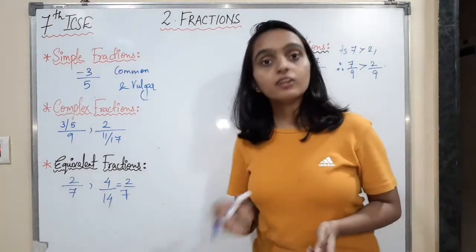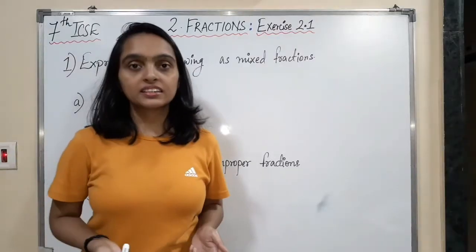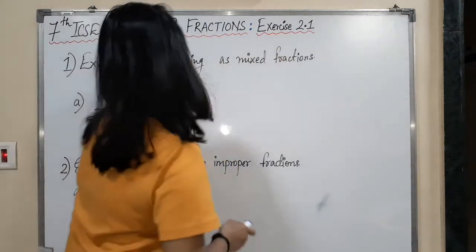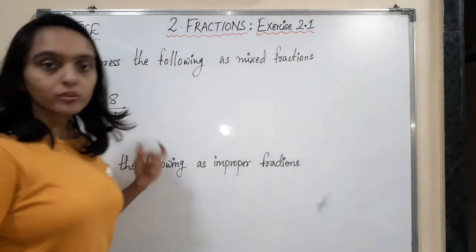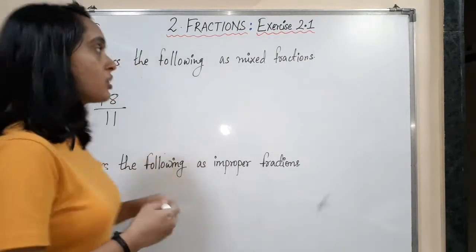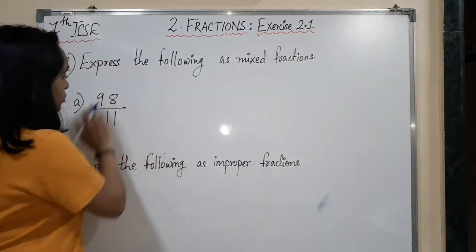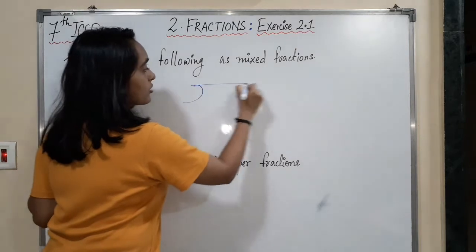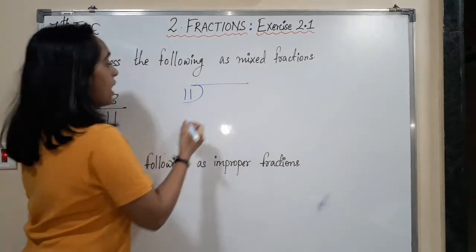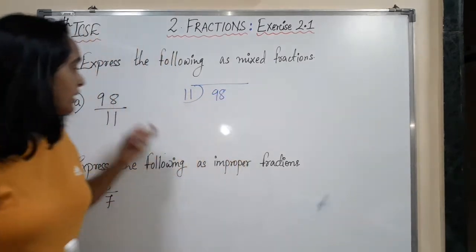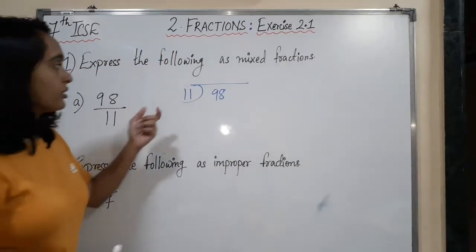Now we will begin with the first exercise. Exercise 2.1, the first question says, express the following as mixed fractions. So here an improper fraction is given, and we have to express it as a mixed fraction. Here the denominator is 11 and the numerator is 98. So we will divide the numerator by the denominator.